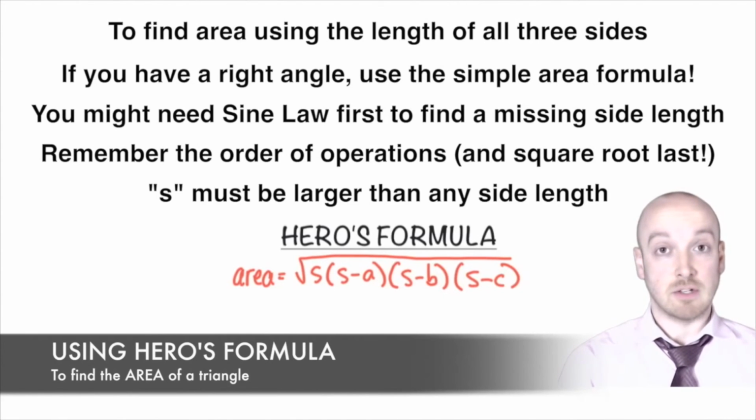Now one trick to make sure you're doing this properly is that if S is smaller than any given side, you've made a mistake in calculating it, because half the perimeter of a triangle is always larger than any of its sides. Now let's take this weird looking formula and see what we can do with it. Here's an example.